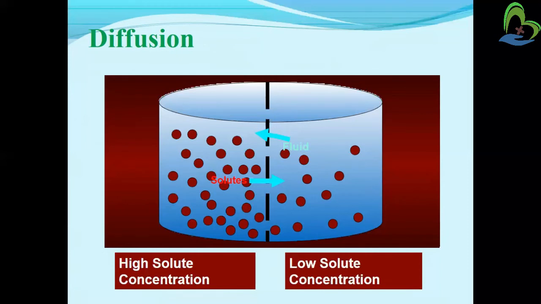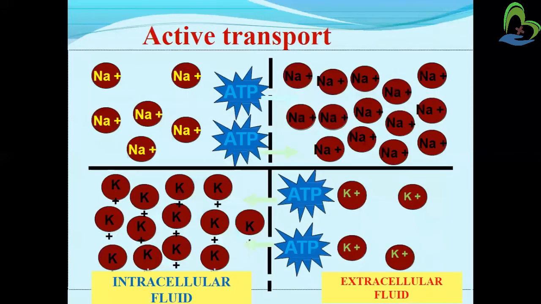The principle of all these body fluid movements is mainly the concentration as well as the solute level. Both depend on these two principles. Next is active transport. Here it is divided into intracellular fluid and extracellular fluid. We can easily find the difference: in the first part, Na plus is carrying ATP, and in the second part there is Na plus but no ATP. So it is transferred from here to there.